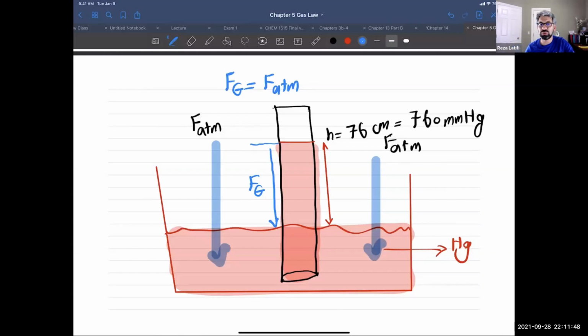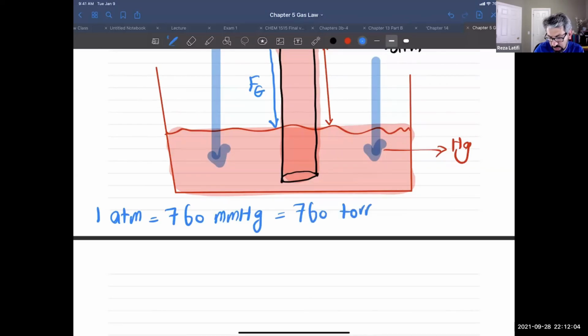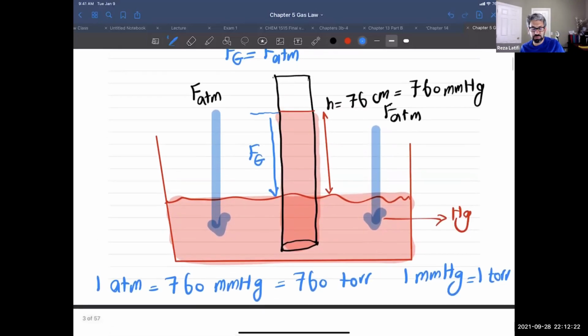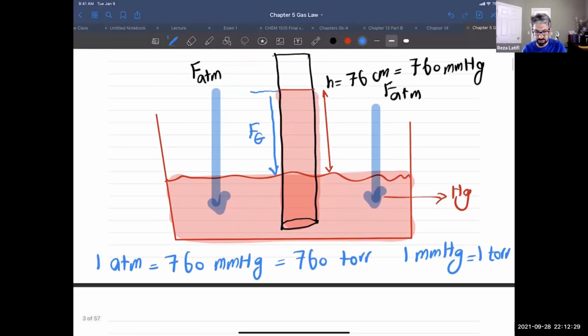That's the reason the mercury is not going to go up anymore, and it will stop. Whenever the mercury stops, we read that height, and we say 1 atmosphere is equal to 760 millimeters of mercury, which is equal to 760 torr. That means 1 millimeter of mercury is equal to 1 torr. What's a torr? It comes from Torricelli, an Italian, the guy who came up with this setup and did this measurement for us.